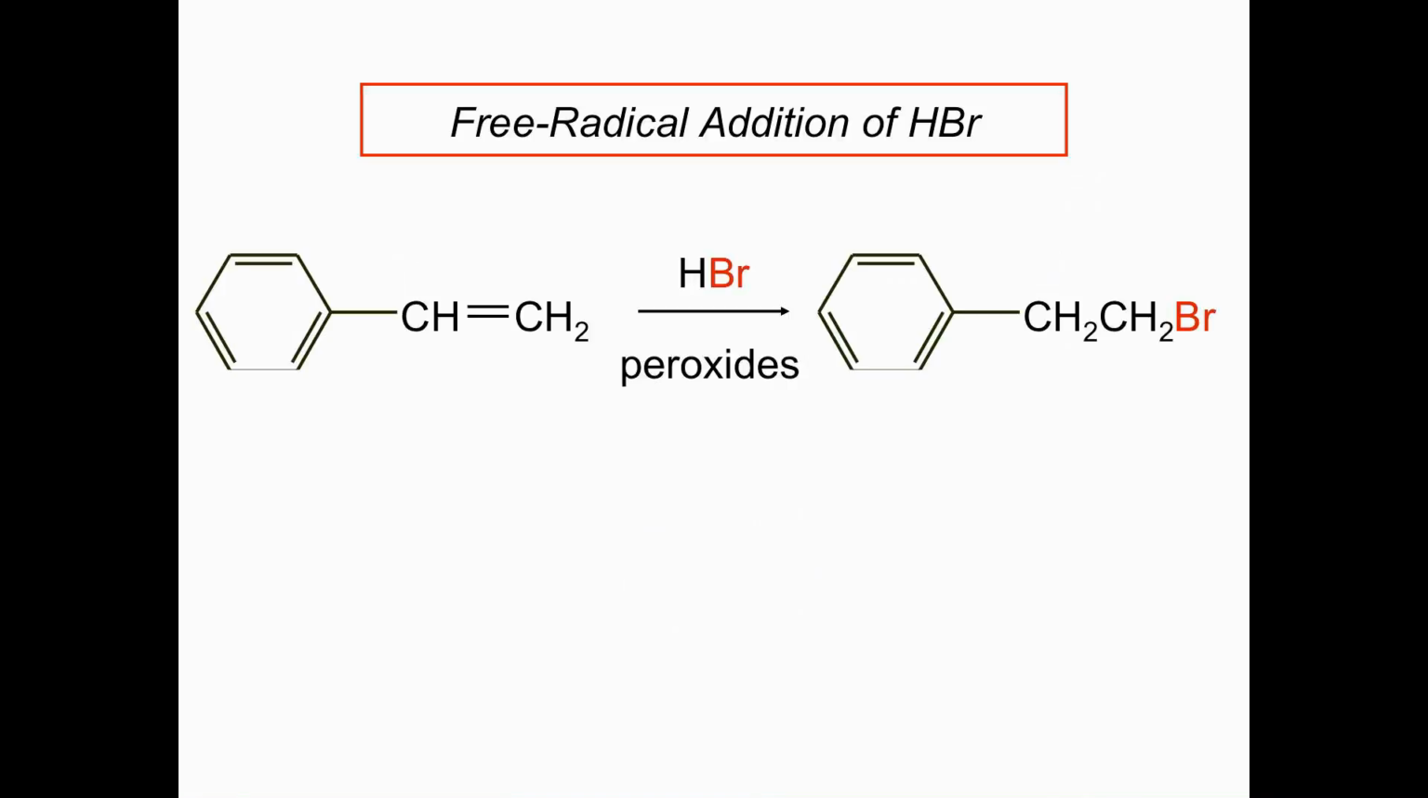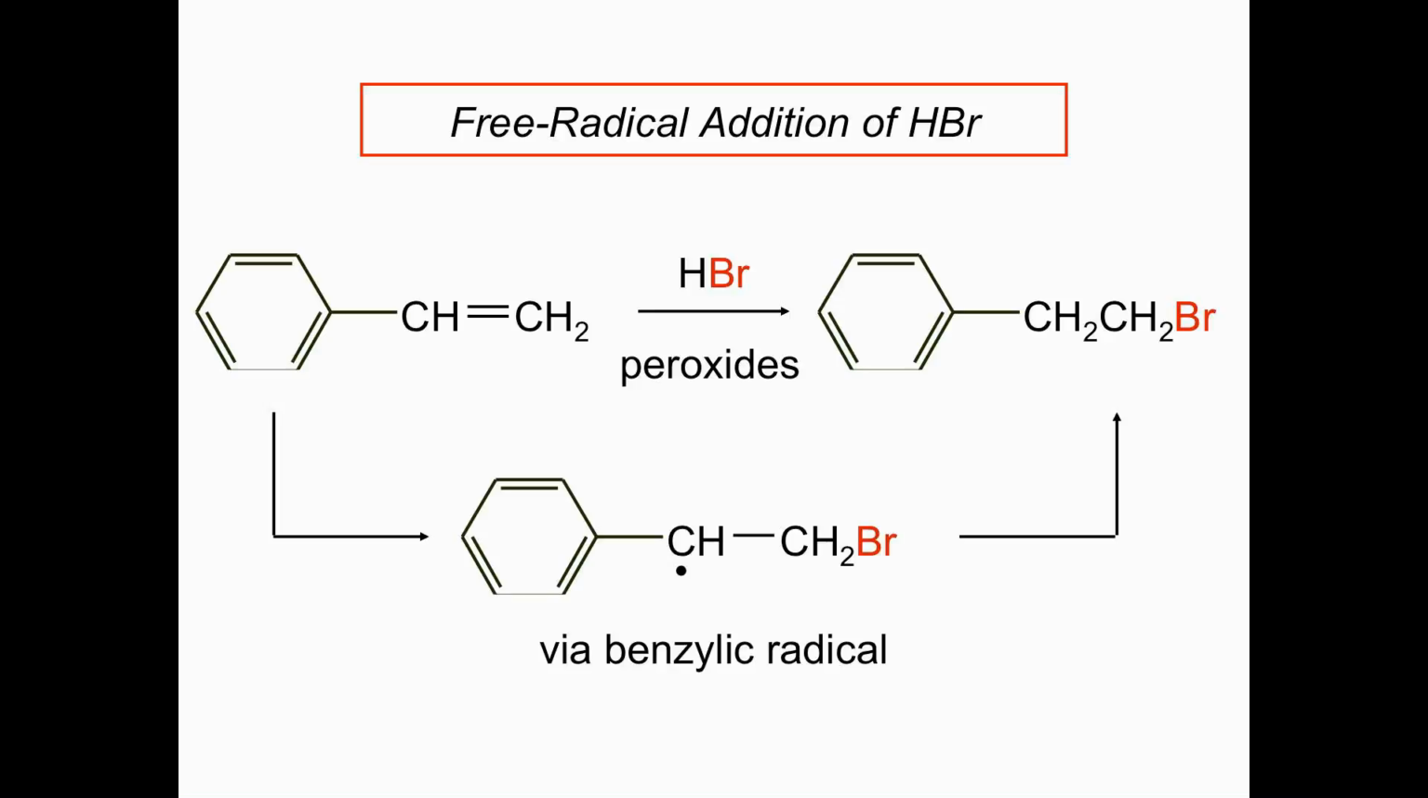You can do free radical addition of HBr in the same way that you've done before to get the anti-Markovnikov product. Nothing new here, right? This, of course, occurs via the benzylic radical, which has more resonance structures than the primary radical that you would create were you to place the radical on the other carbon in the alkene.